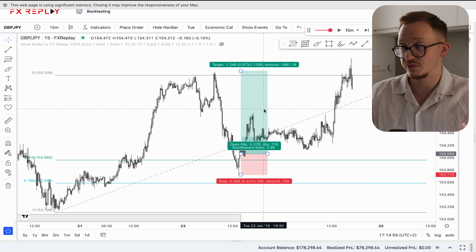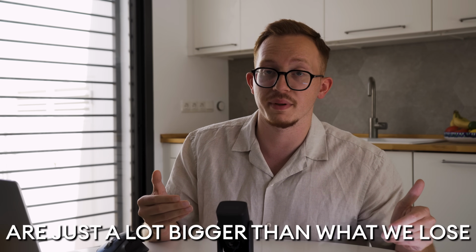So guys, this is basically the strategy. As you can see, we're winning almost half of it. It's around a 40% win rate, but the trades that we win are just a lot bigger than the ones we lose. That's why we are so profitable with the strategy.